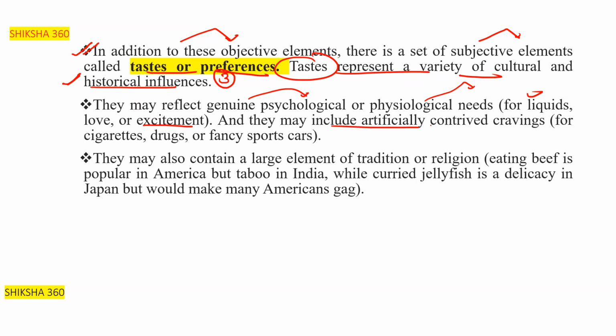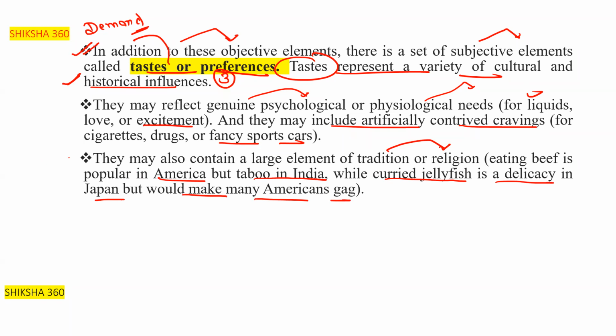And they may include artificially contrived cravings like cigarettes, drugs or a fancy sports car. So basically taste or preferences also impact the demand. They may also contain a large element of tradition or religion. For example, eating beef is popular in America but taboo in India, while curried jellyfish is a delicacy in Japan but would make many Americans gag.